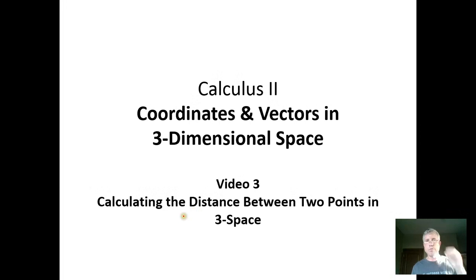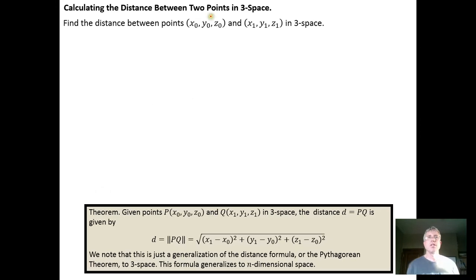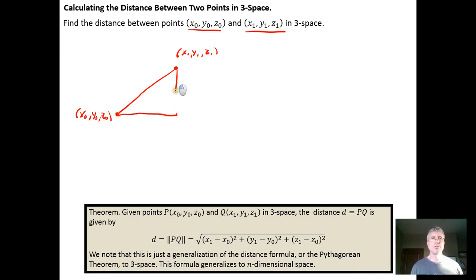So in this video we're going to go over calculating the distance between 2 points in three-dimensional space. So if we have 2 points in three-dimensional space, the idea is if we consider the first point x naught, y naught, z naught, and the second point x1, y1, z1, so 2 arbitrary points, and we want to know the distance between those points.